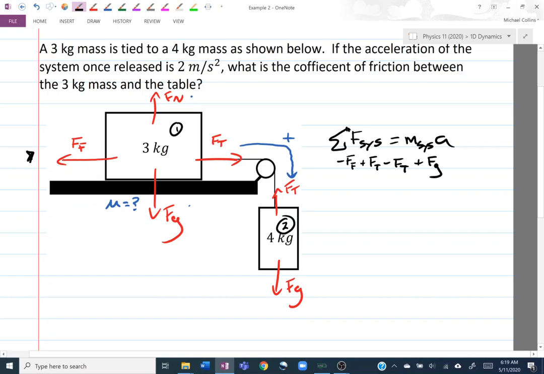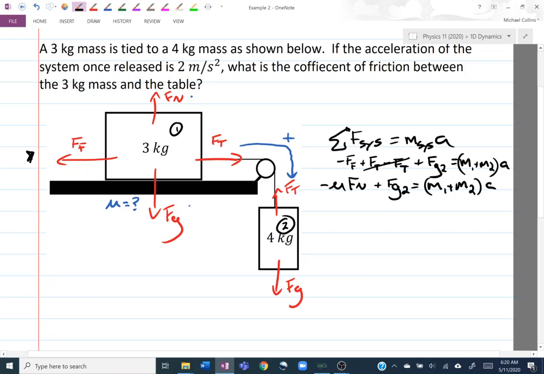So I've got force of gravity on 2, and that's equal to (m1 plus m2) times the acceleration, m1 plus m2 being the mass of my system. Force of friction, straight off of our formula sheet, is mu Fn. Positive Ft and a negative Ft cancel. I'm just left with plus Fg2 is equal to (m1 plus m2) times my acceleration.